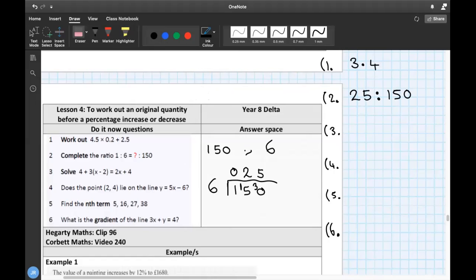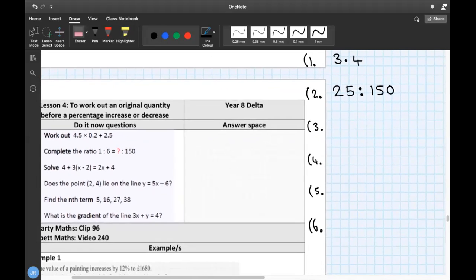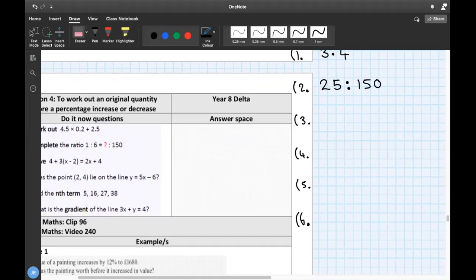Okay, next we've been asked to solve this equation. There's quite a few steps in this equation, so I'm going to do my working out. I'm just going to move over a little bit and do my working out here just so we've got plenty of space. Okay, so I'm going to start by writing out the equation again. 4 plus 3 lots of brackets x minus 2, close brackets, and that's all equal to 2x plus 4.